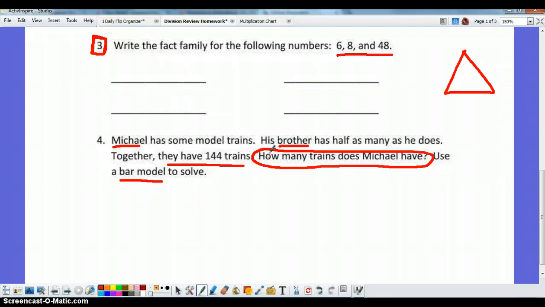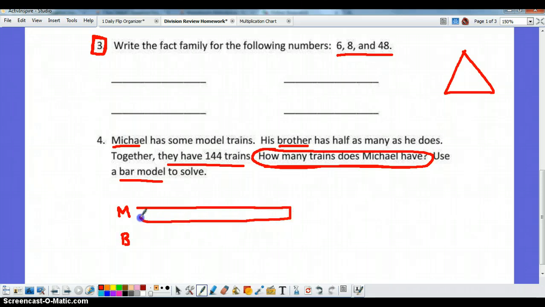I don't really need to know how much his brother has. In this case, I've got to figure that out to answer the question, but the main question is, how many does Michael have? Michael is over here, and Michael's brother is going to be represented with the bar down here. So Michael has a certain amount of trains. How many? We're not exactly sure. I draw a bar. His brother is also going to get represented with a bar, but it's going to be half the size.